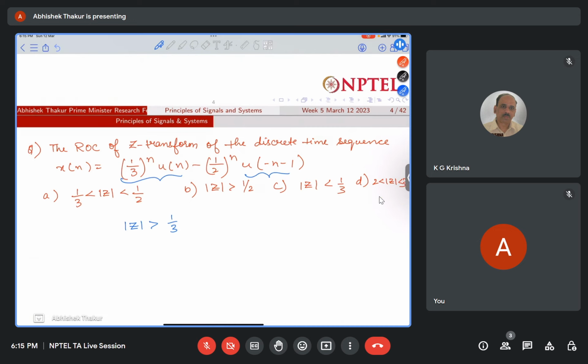So minus (1 by 2) to the power n u[minus n minus 1] is a left-sided signal. So the ROC for this will be that the magnitude of z is less than 1 by 2.